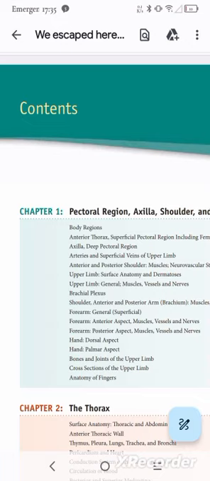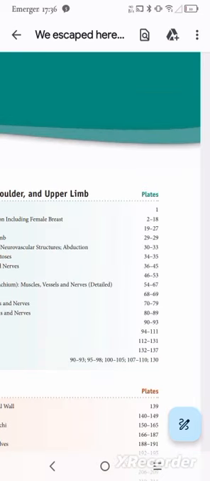Upper limb, general muscle, vessels and nerves, 36 to 45. Brachial plexus, 46 to 53. Shoulder, anterior and posterior arm, brachium, muscle, vessel and nerve, detailed, 54 to 67. Forearm, general superficial, 68 to 69. Forearm anterior aspect, muscles, vessels and nerves, 70 to 79. Forearm posterior aspect, muscle, vessels and nerves.